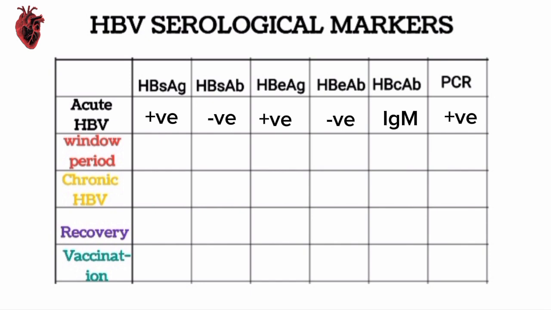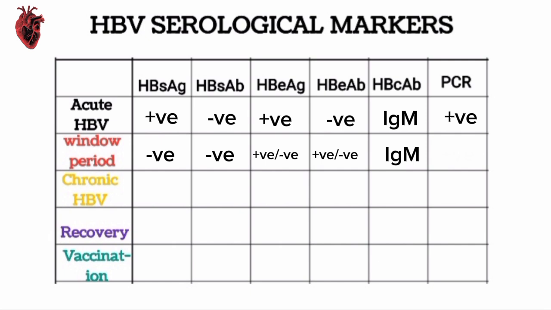In window period, both hepatitis B surface antigens and hepatitis B surface antibodies would be negative. Hepatitis B E antigen would be positive or negative depending upon active viral replication and infectivity. During this period, hepatitis B core antibodies, specifically IgM, can be positive and is used to detect recent infection.